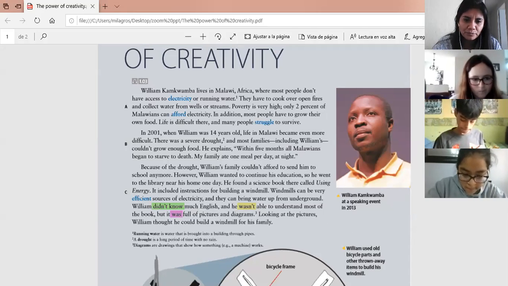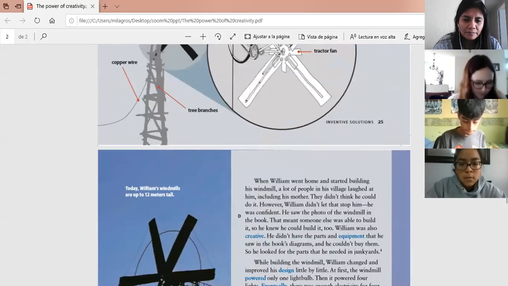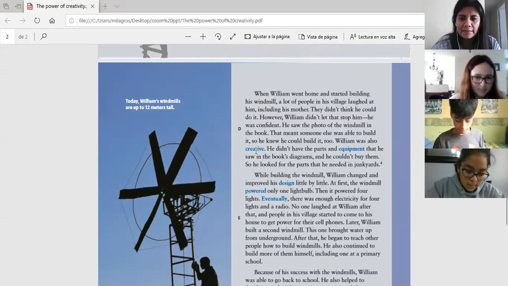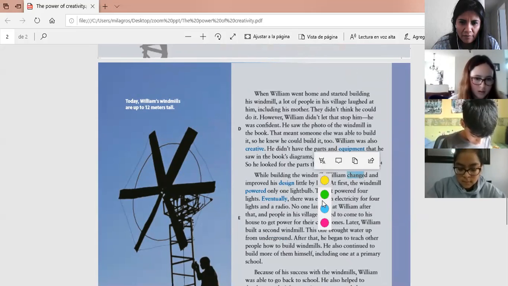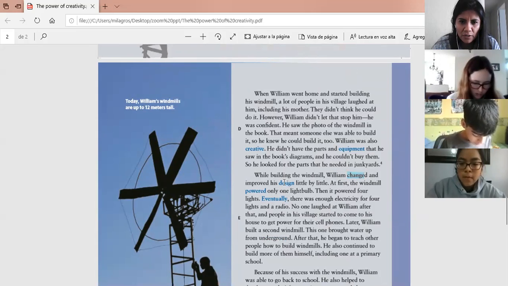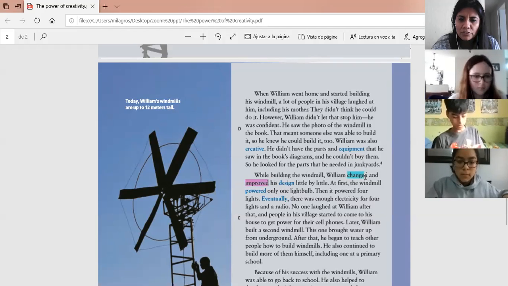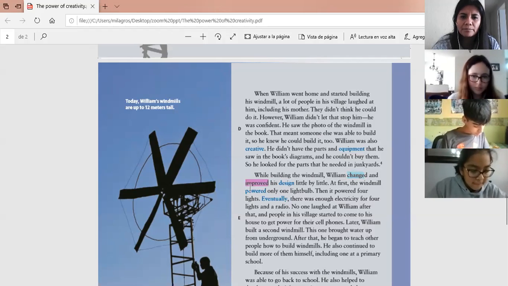Sentence number 3. Valentina, go. Paragraph E. Okay, tell me the sentence, Valentina. While building the windmill, William changed and improved his design little by little. Change. Very good. Change. What is another word? Improve. Improve. And something else? No? So the words are changed and improve. Excellent.